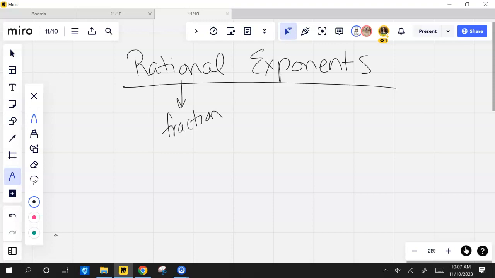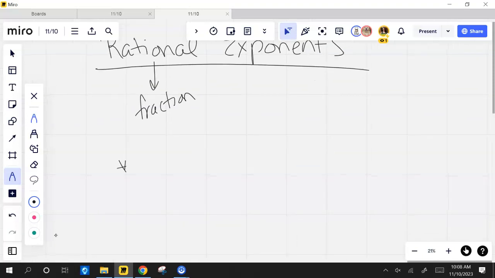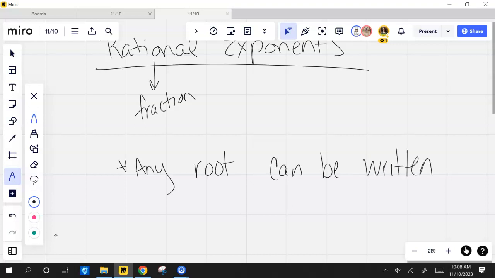Things that are not rational, that are irrational, can you think of one common one that we use all the time? Pi. Pi is an irrational number. There's no fraction we can express it as, but it goes on forever, no pattern. All right, so we're talking about fractions here. So we're talking about fractional exponents. Uh-oh. All right. Any root can be written as an exponent. And let me show you what I mean. Don't be scared.